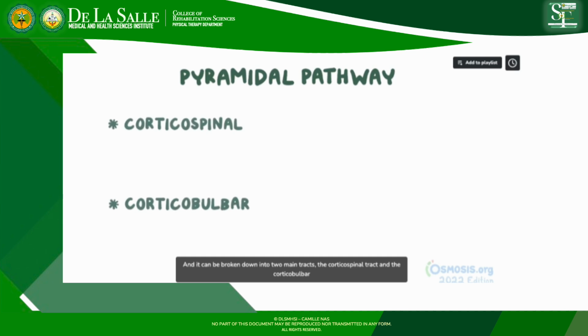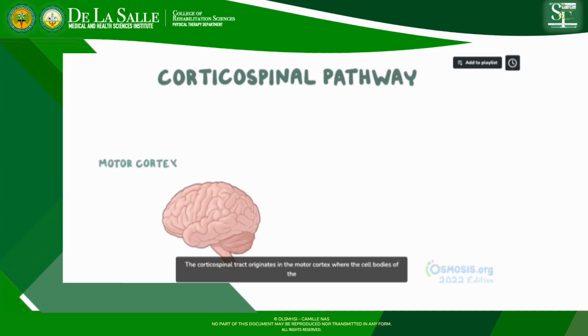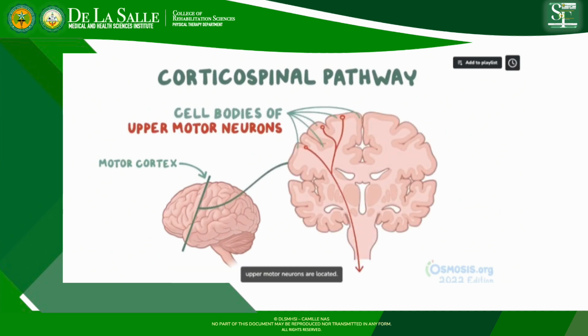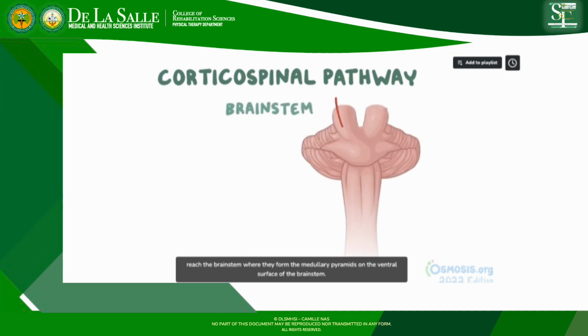The corticospinal tract originates in the motor cortex, where the cell bodies of the upper motor neurons are located. The axons of these neurons travel together as fibers through the internal capsule to reach the brainstem, where they form the medullary pyramids on the ventral surface of the brainstem.